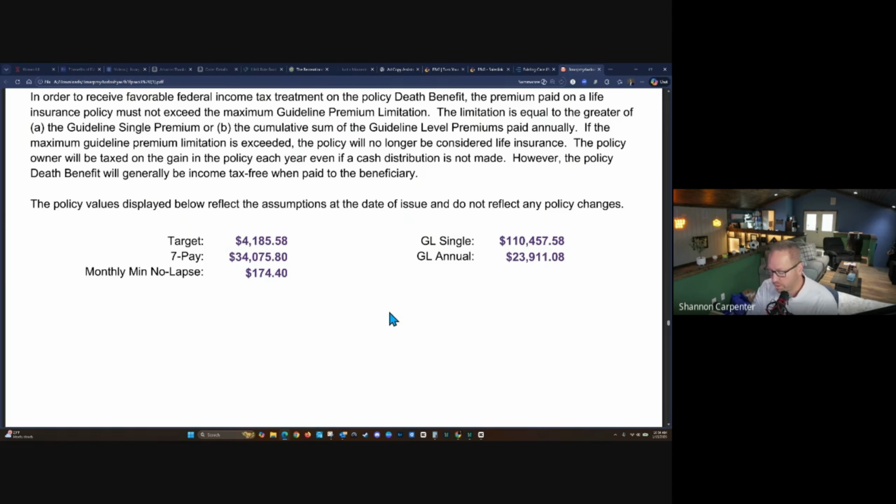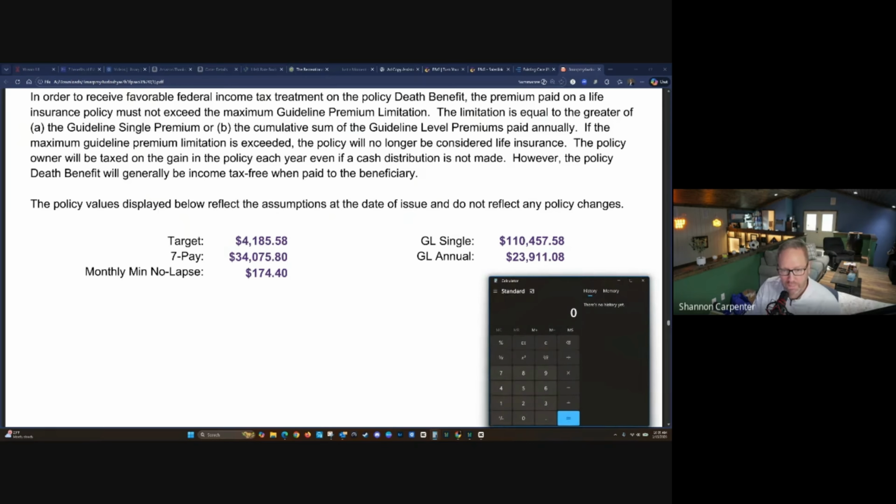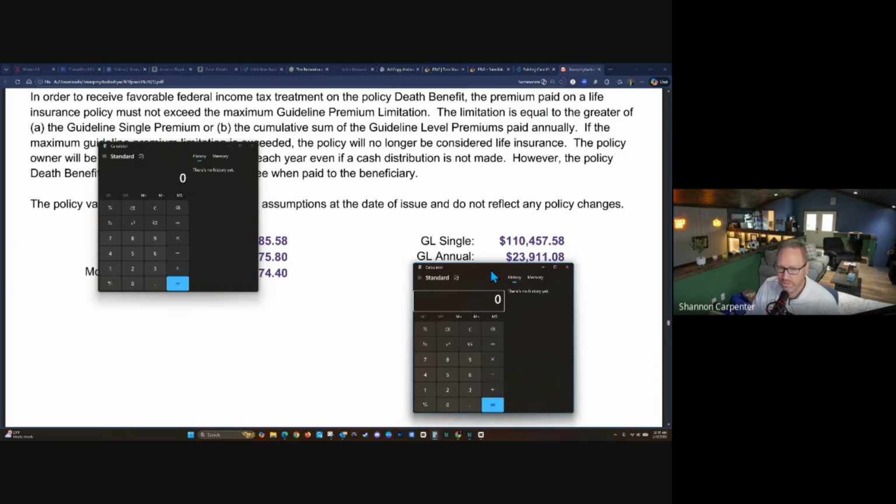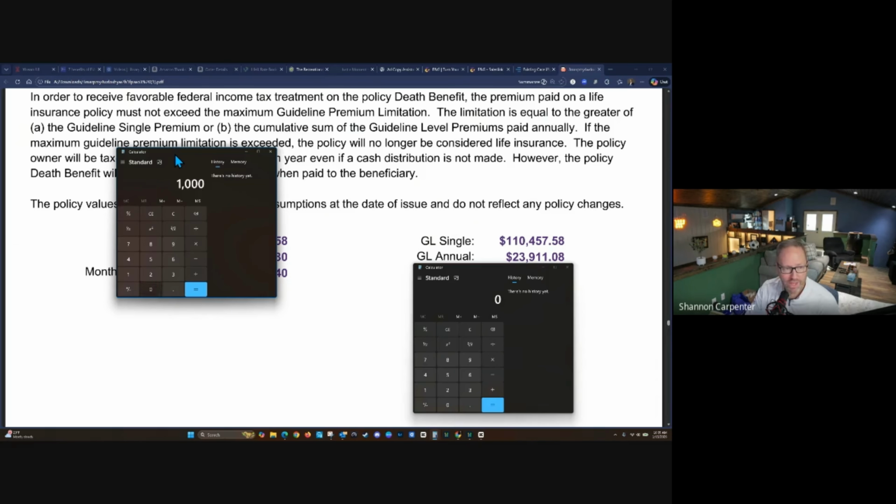I call this the double calculator trick. When people say, can I put more money into my account? Here's how you can tell. Jersey plans to put in $1,000 a month, so times 12, that's 12 grand. Let's say Jersey's had this plan for 10 years, times 10. Jersey's put in $120,000.